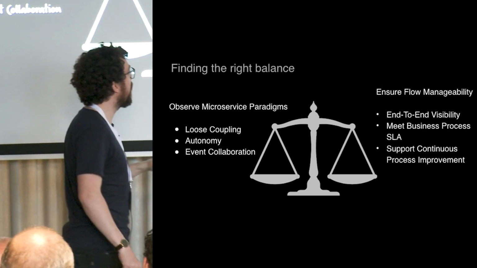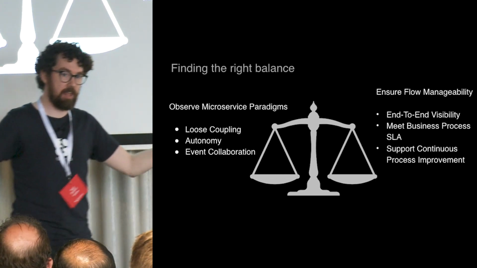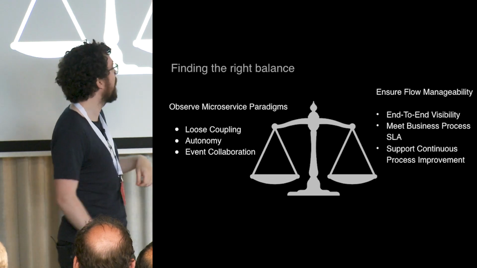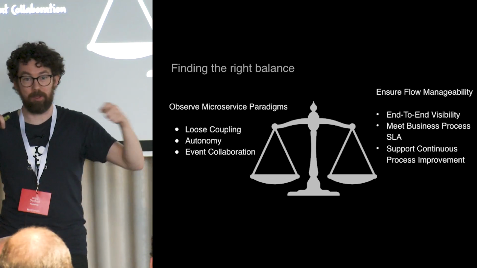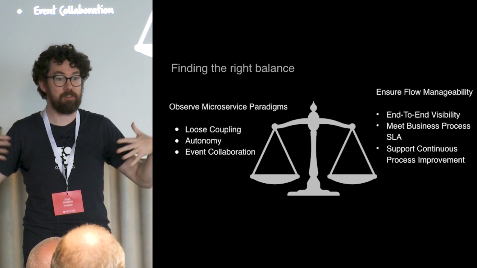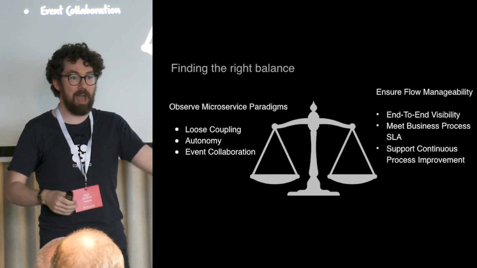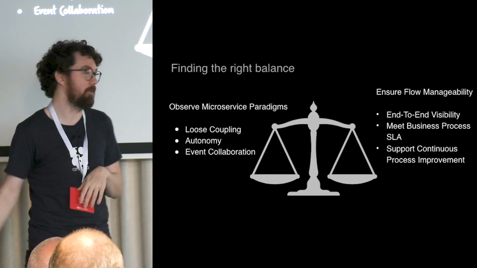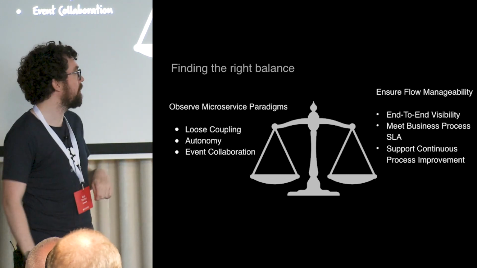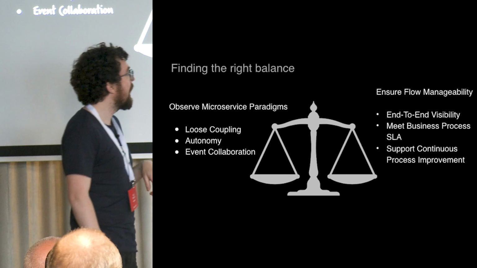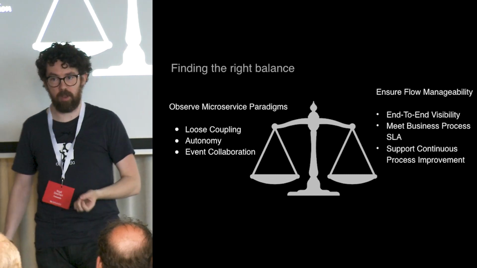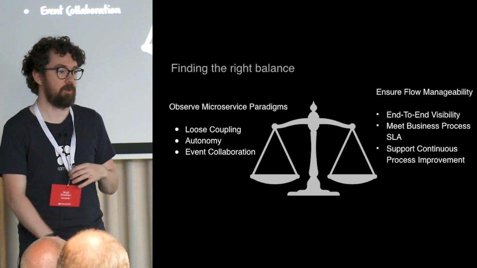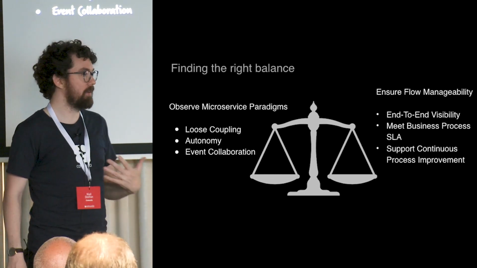But unfortunately, we also need to ensure that we have end-to-end views of the process. That becomes much harder. We want to meet business SLAs. As soon as you start breaking stuff up into completely independent systems, it's much harder to know how long it took to get from one point to another, for instance, or how long this service takes. And of course, this is the most important one: support continuous process improvement. It was a big deal in the previous talk as well, and it's also fundamental.